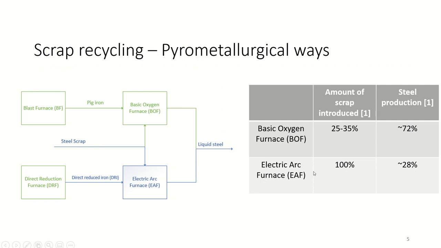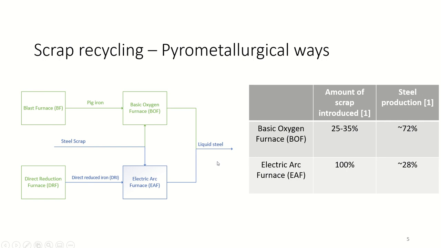So scrap can be introduced in the two pyrometallurgical ways of steel production. It can be added to the basic oxygen furnace as a coolant, since most of the reactions occurring in that furnace are exothermic. There is around 25 to 35% of scrap added. The other way to recycle steel scrap is through the electric arc furnace that can have up to 100% of scrap that will be remelted into liquid steel.